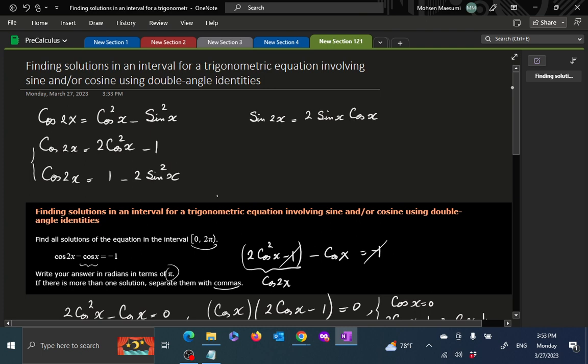For sine of 2x, we don't have a choice. It's always a mix. So after substitution, we always hope for a straightforward factorization.